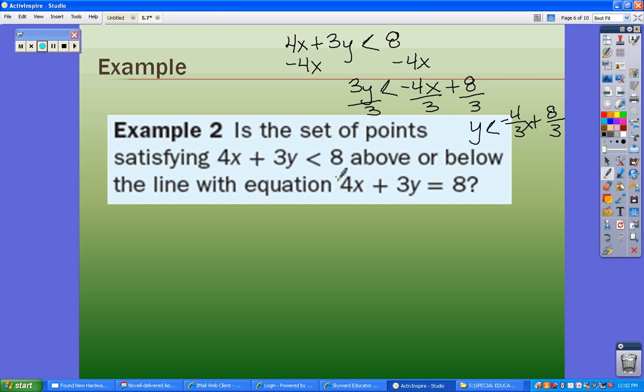This is less than, it's going to be below because it's lower, less than, it will be below the boundary line. But like I said, if this was a minus sign, it would be above because when we got y by itself, that inequality sign would flip. So be very careful on these types of examples.